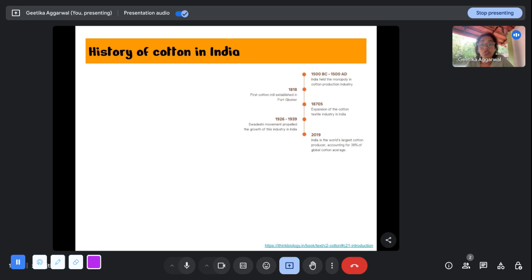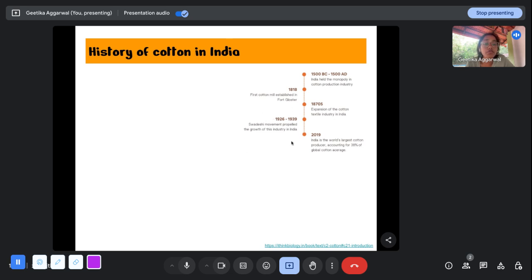So, history of cotton in India. Let's talk about how cotton cultivation started in India. How far does it date back? You can even find cotton fibers in the excavations that come from Harappa. So during the Indus Valley civilization also, cotton was there. Then, from around 1500 BC to 1500 AD, India had the monopoly of the cotton production industry. So for so many years, India was monopolizing cotton production. Then in 1818, the first cotton mill was established in India. In the 1870s, the cotton textile industry expanded in India.